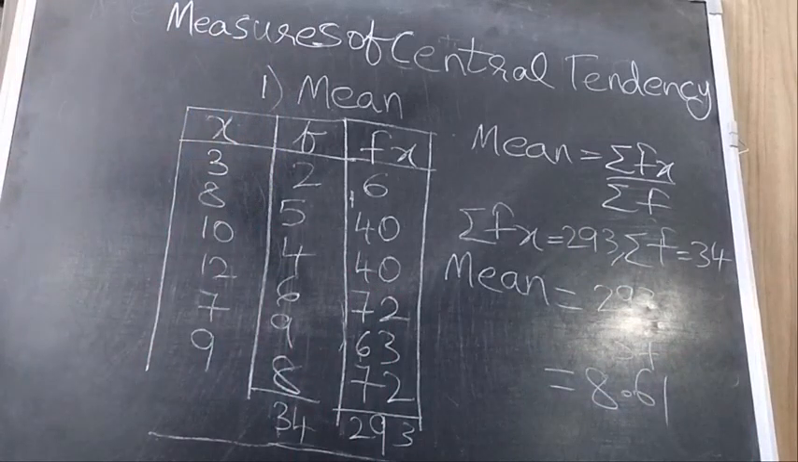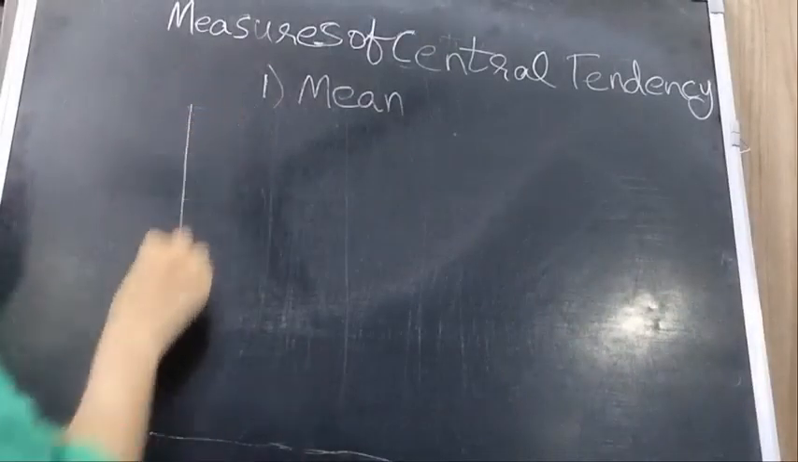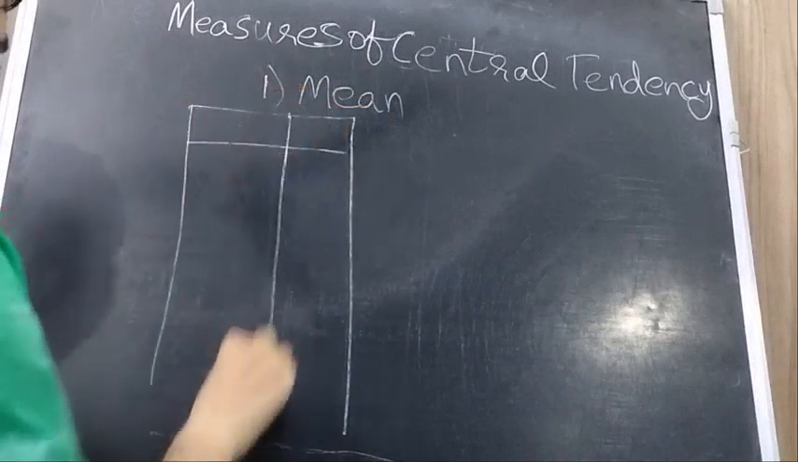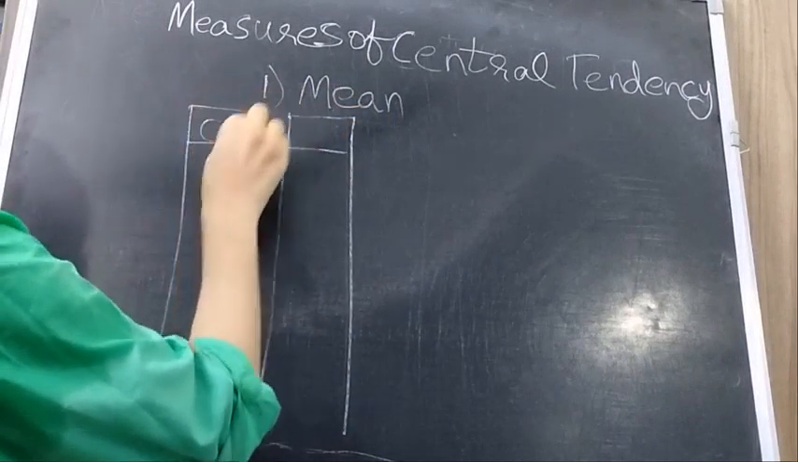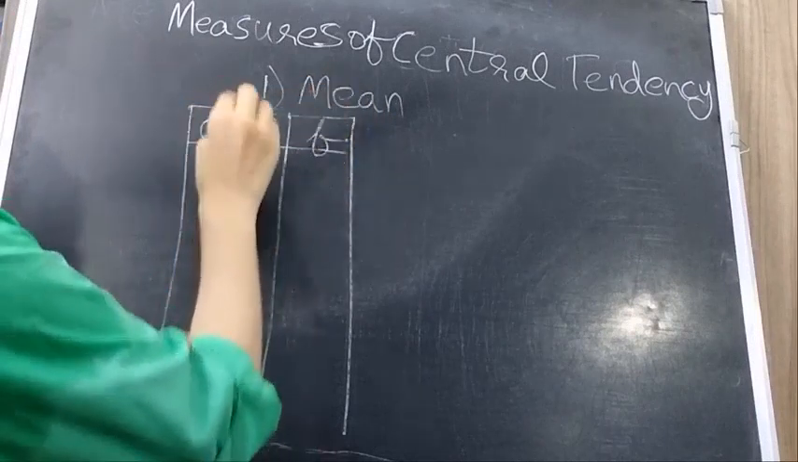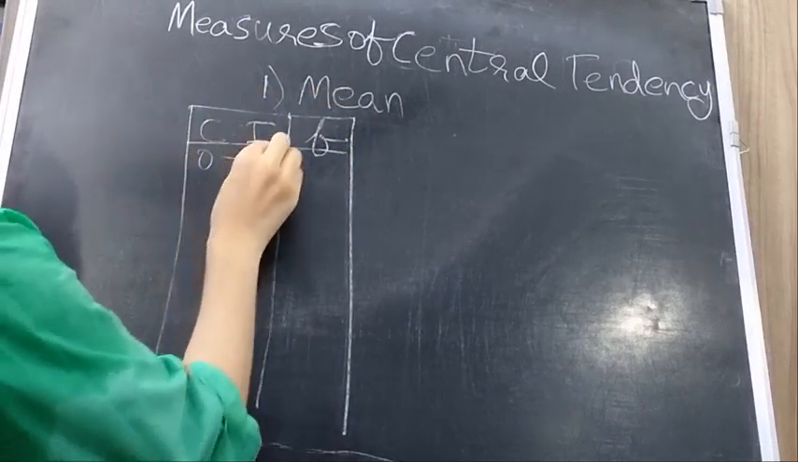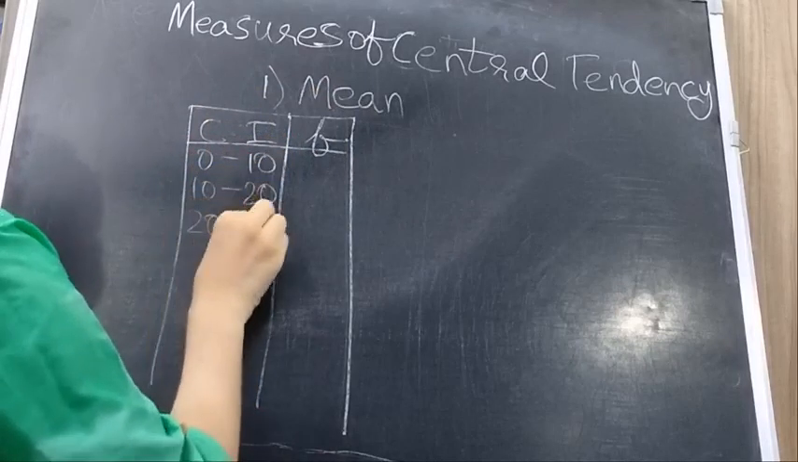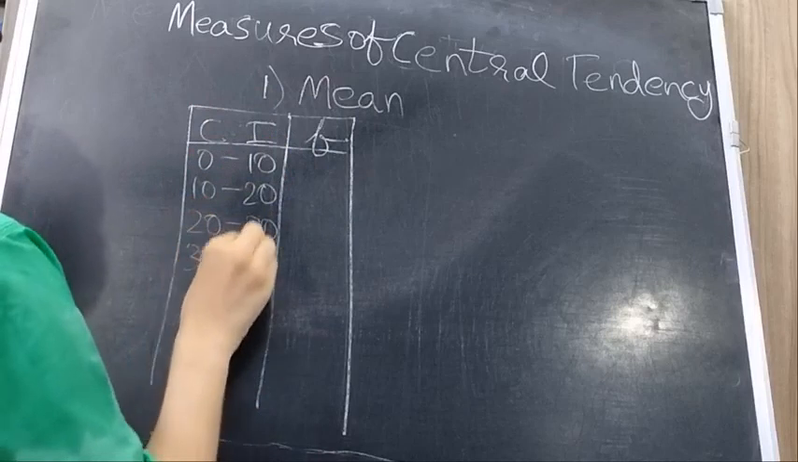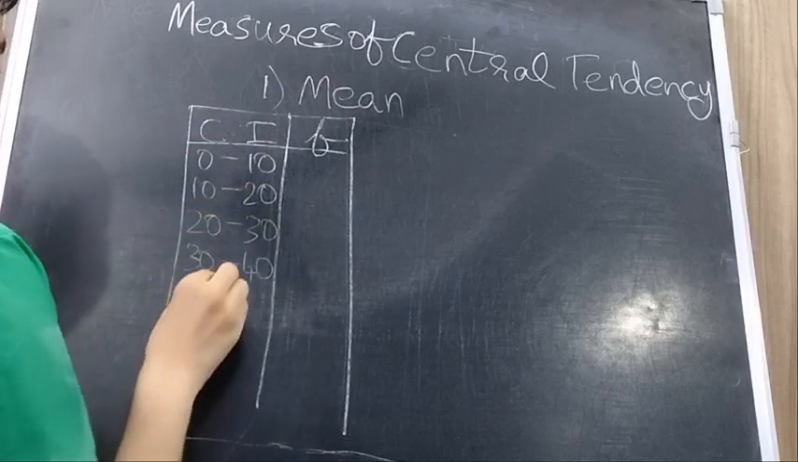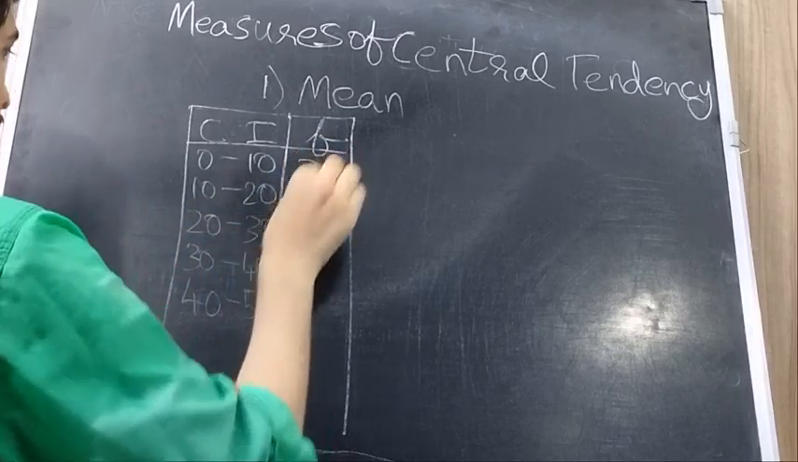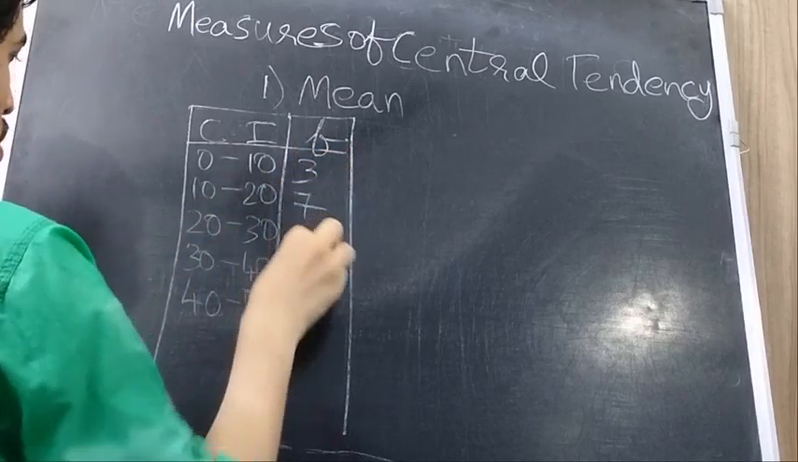Now we will see the mean in the continuous series. In the continuous series, he will give two columns, but here he will give class intervals and the frequency, not the x term, like 0 to 10, 10 to 20, 20 to 30, 30 to 40, 40 to 50. Like this he will give some class intervals and frequency 3, 7, 4, 8 and 2.